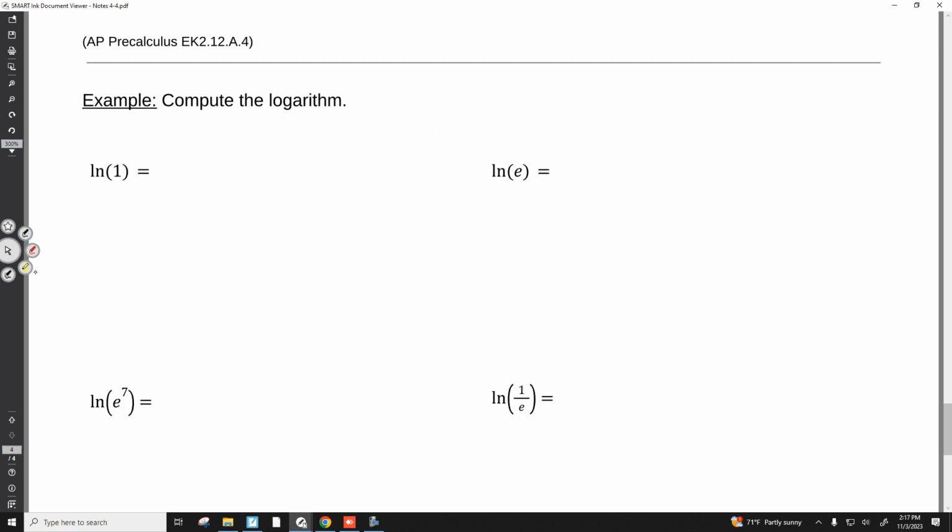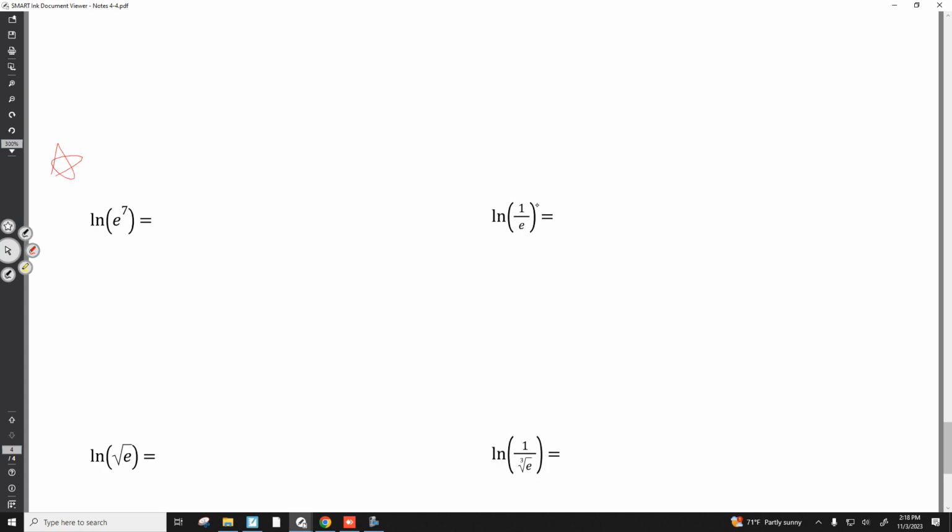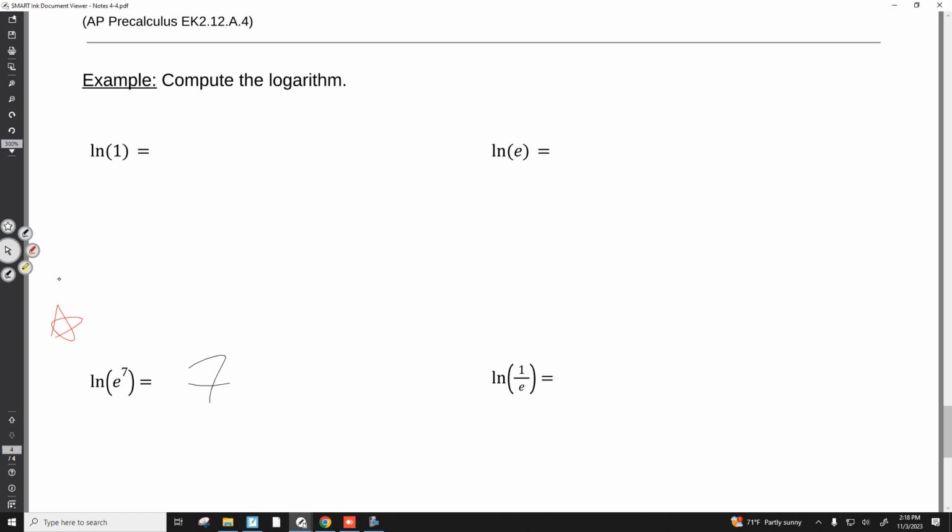The natural log of e to the 7th. Let's start with this one. What's the natural log of e to the 7th? 7. Yeah, 7. It's just 7. Okay? The log and the e undo each other. I would not rewrite this. It'd be silly for me to rewrite it because I understand logs and exponents undo each other. But what's the natural log of e? What's the natural log of 1?